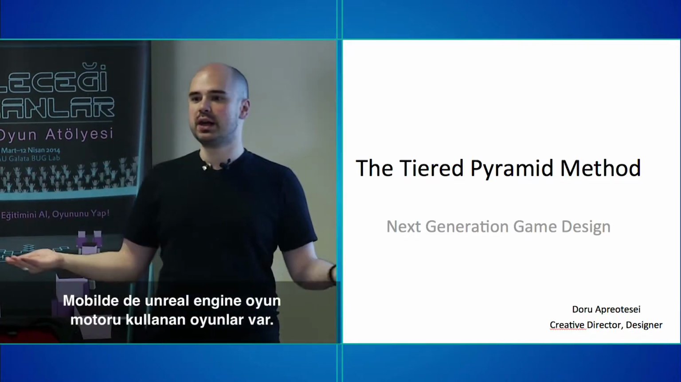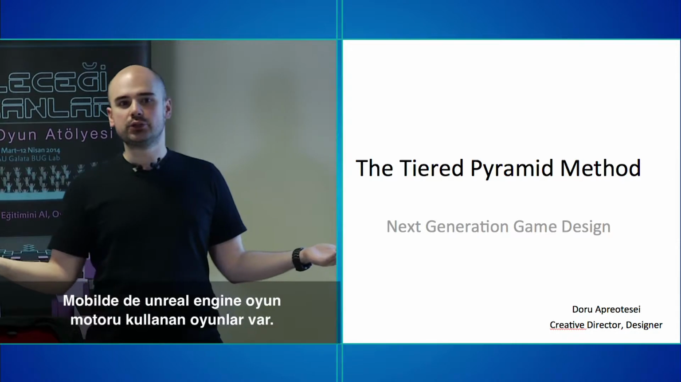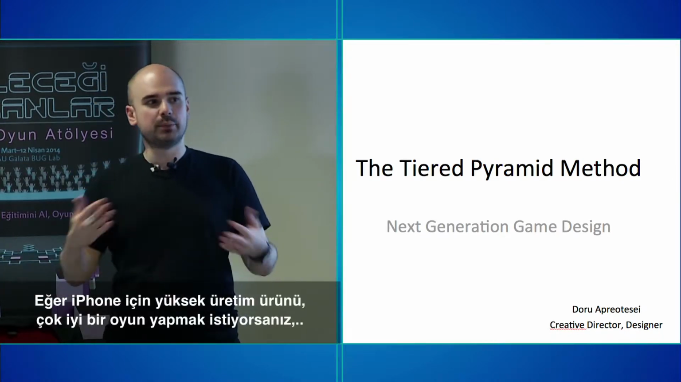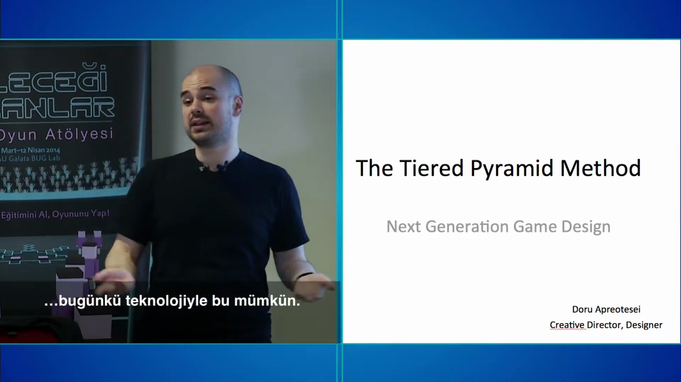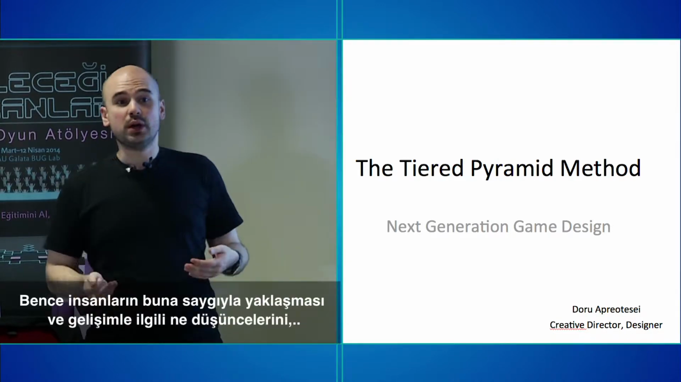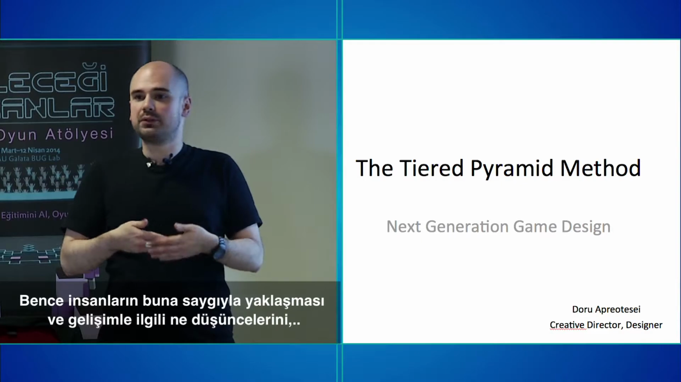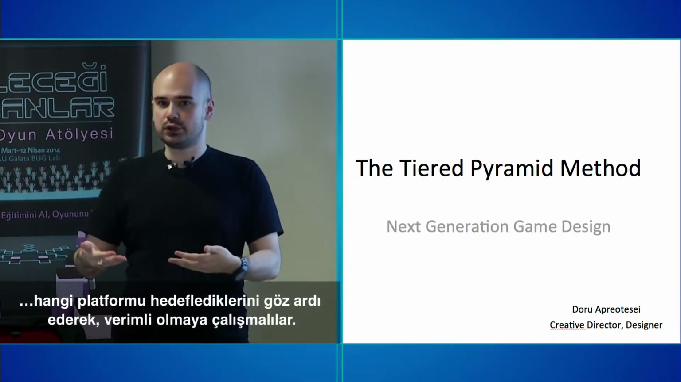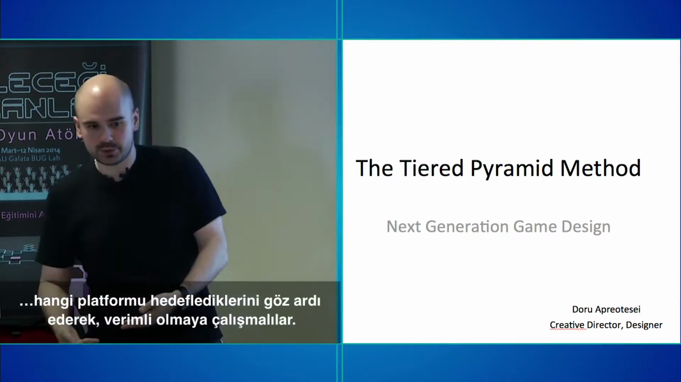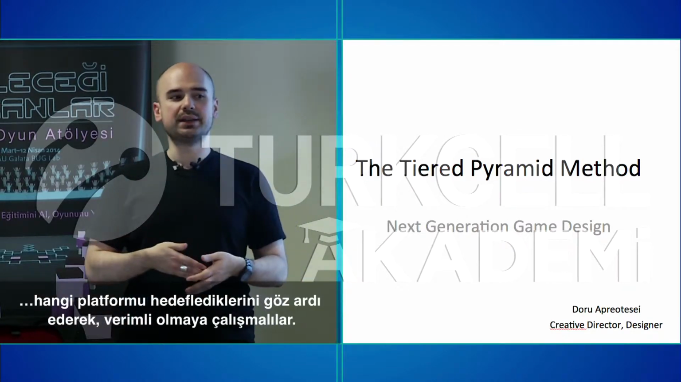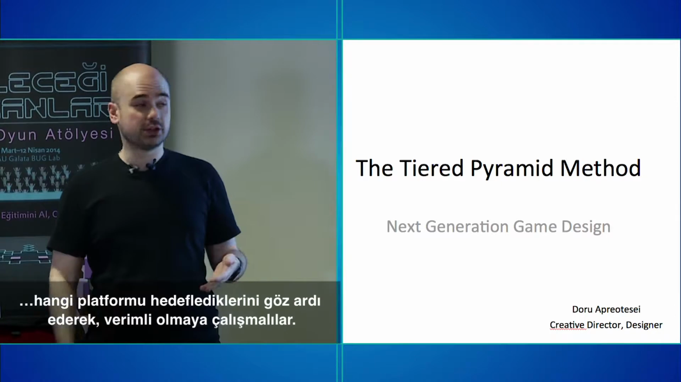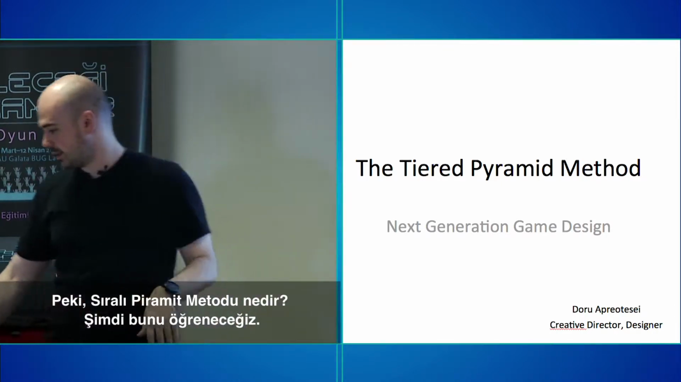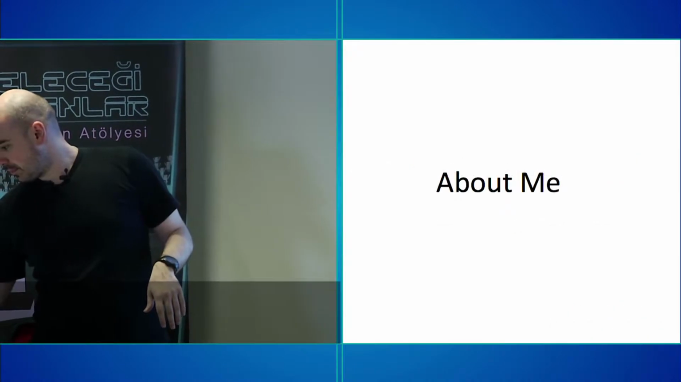There are games that use Unreal Engine on mobile. So if you want to really make a badass AAA high production value game on an iPhone, that's actually possible today. So I think it's very important for people to respect this, and regardless of how they are approaching their development and which platform they're going for, to work in a way that's as efficient as possible. So what is the tiered pyramid method? We're going to get into that now.